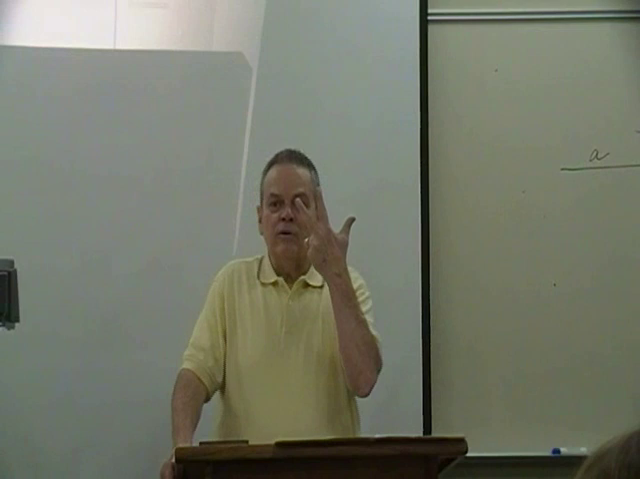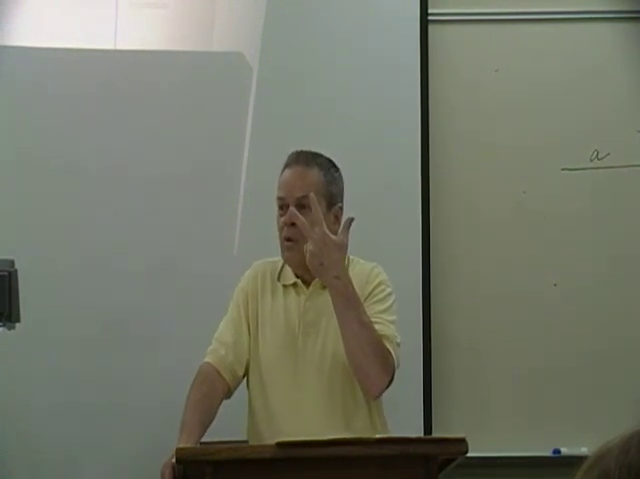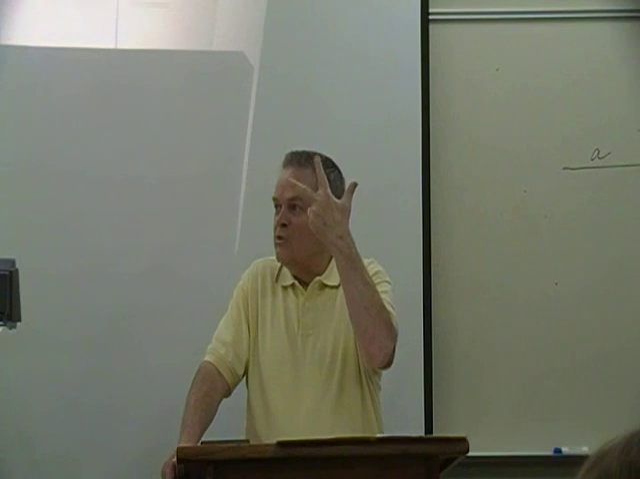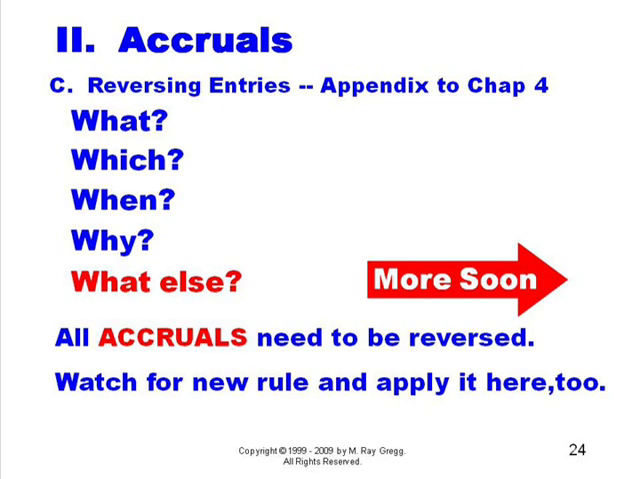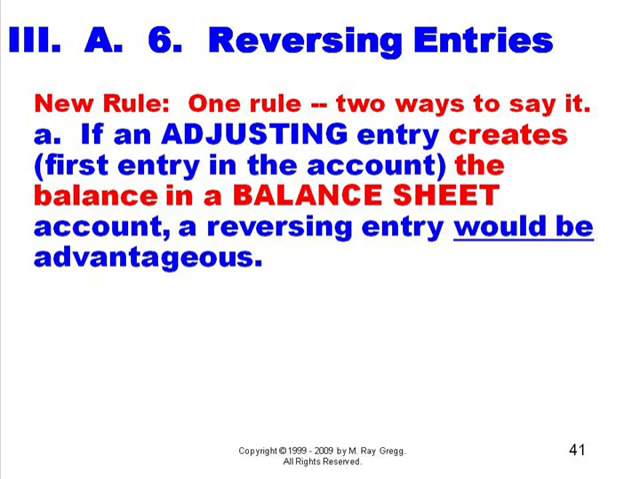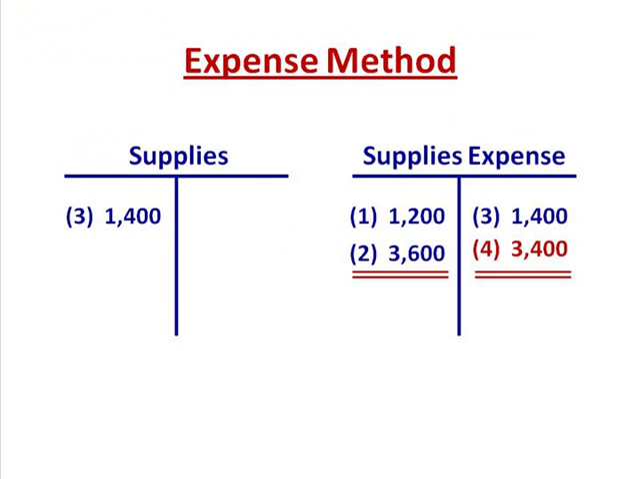Well, we've learned some rules. When you don't know what to do, it's nice that somebody else imposes rules on you. Like, all accruals need to be reversed. Is this an accrual or a deferral? It's a deferral. That rule's not going to help us. The second rule always works: if an adjusting entry creates the balance in a balance sheet account, in order to apply that rule, we need to know which of these two accounts is the balance sheet account. Have you made up your mind? Supplies.